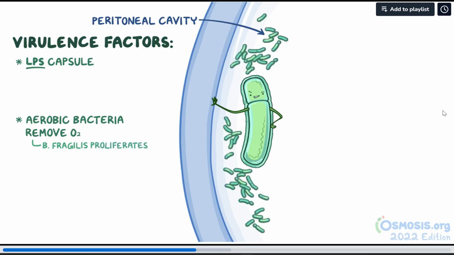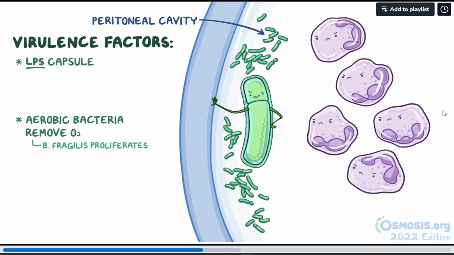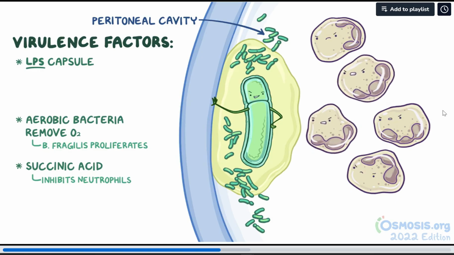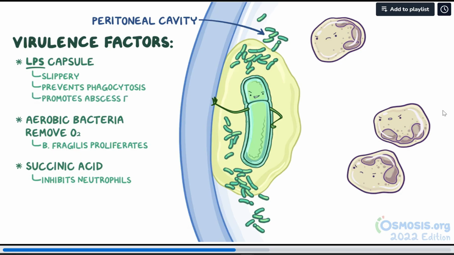The bacterial presence in the peritoneal cavity arouses a stream of neutrophils to the site of the infection. However, the anaerobic metabolism of Bacteroides fragilis generates succinic acid, which inhibits the function of neutrophils, so they can't neutralize Bacteroides fragilis. What is more, the LPS capsule of Bacteroides fragilis is also slippery and slimy, so it prevents phagocytosis. The bacteria literally slip from the immune cell's grasp. Finally, the LPS initiates a unique immune response which promotes abscess formation in the peritoneal cavity.